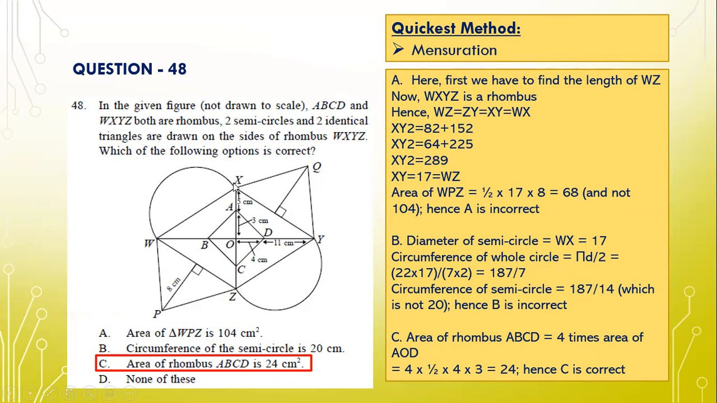What is YX? And this is a right angle, isn't it? Because in the rhombus, the diagonals intersect at 90 degrees. So this is a right angle triangle. So what is XY? XY square is equal to XO square plus OY square. What is XO? XO is 5 plus 3, which is 8. What is OY? OY is 4 plus 11, which is 15.